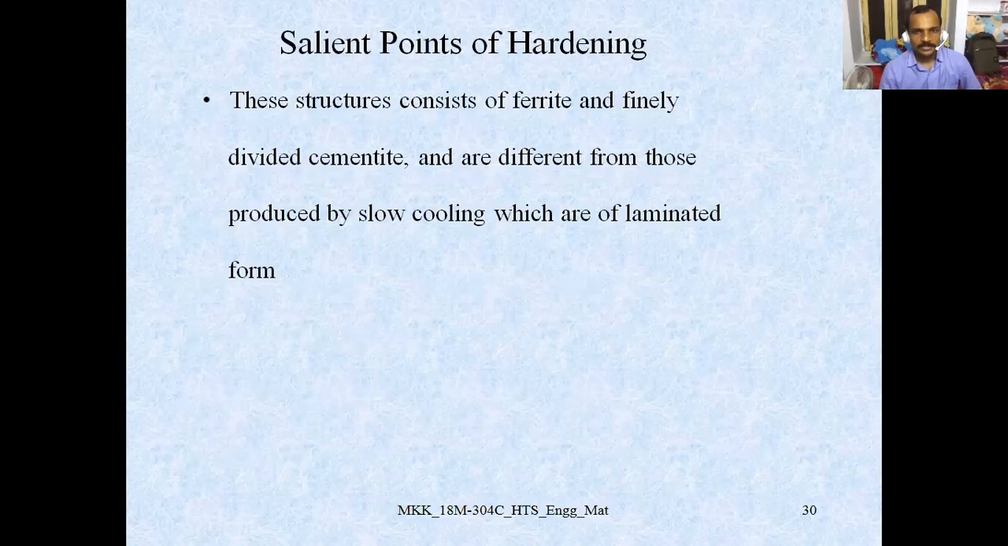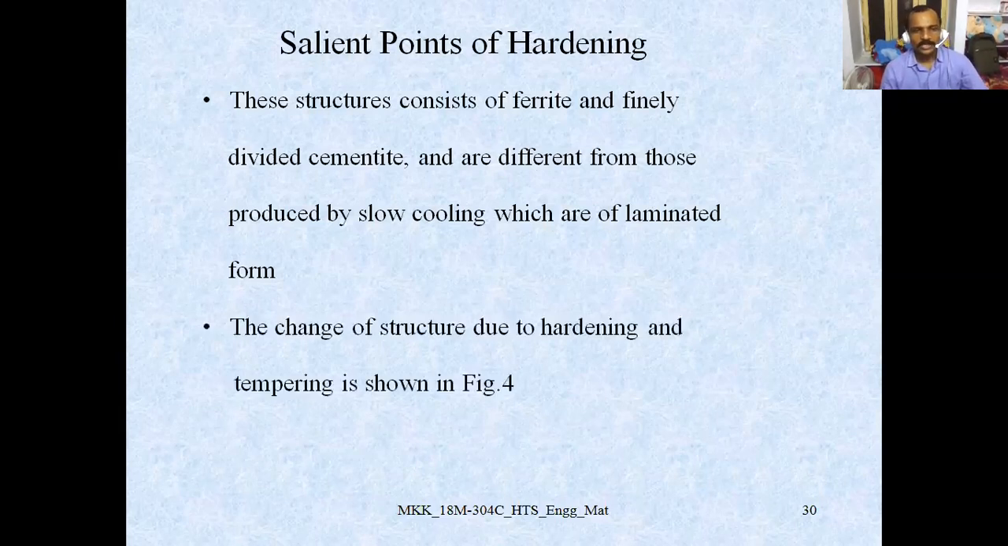These structures consist of ferrite and finely divided cementite, and are different from those produced by slow cooling. Nothing but, when we harden a particular steel, the resulting iron components will be different from the products made by slow cooling. It is the change of structure due to hardening and temperature.